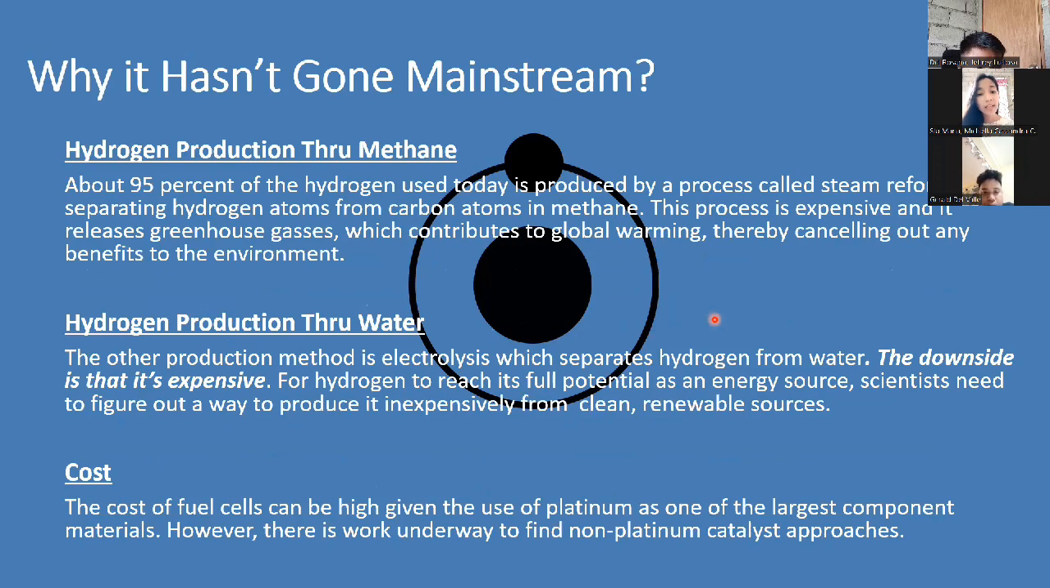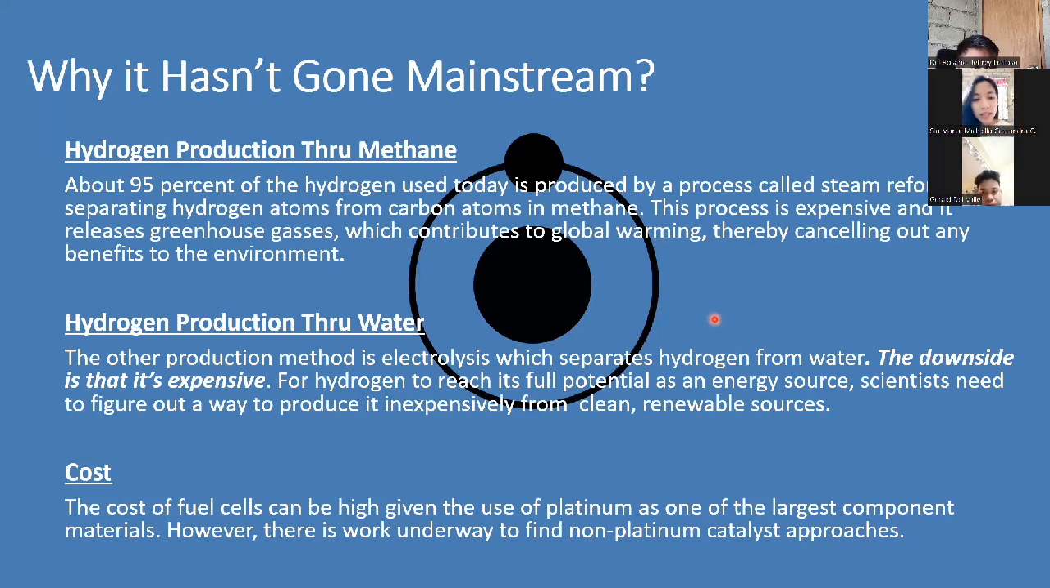Why hasn't it gone mainstream? Hydrogen production through methane: about 95% of hydrogen used today is produced by a process called steam reforming, separating hydrogen atoms from carbon atoms in methane. This process is expensive and it releases greenhouse gases, which contribute to global warming, thereby canceling out any benefits to the environment.